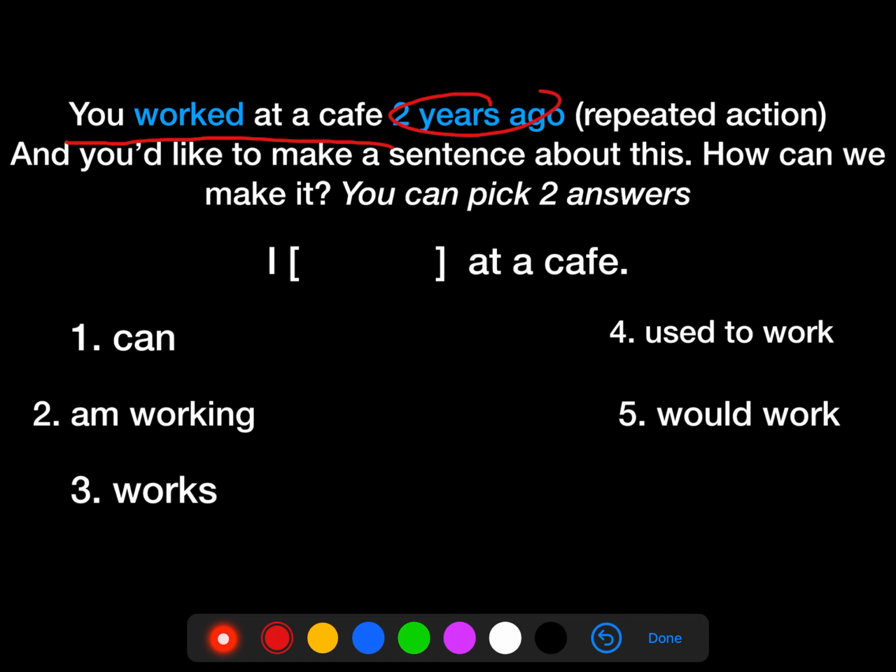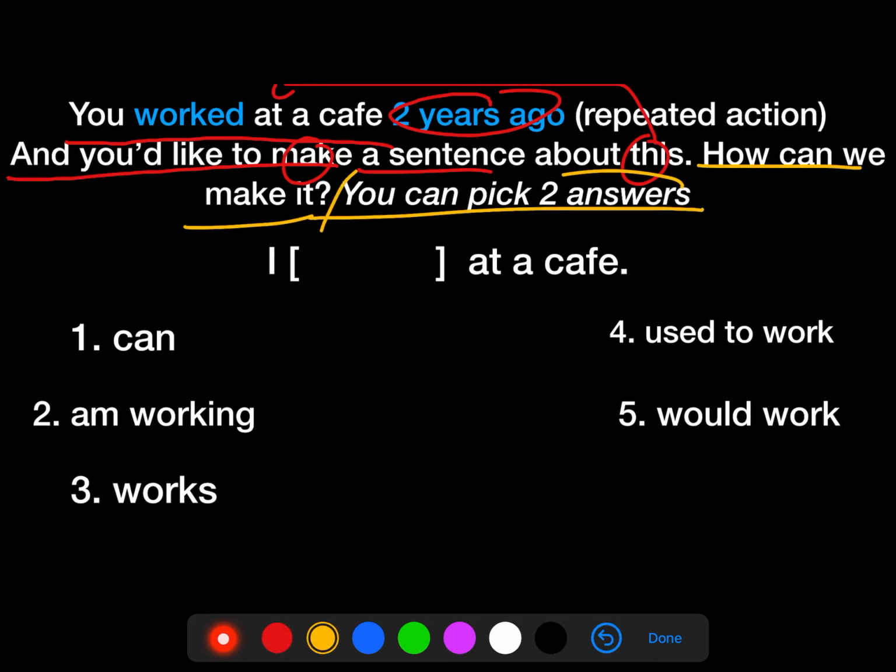So you worked at a cafe 2 years ago. Okay, so repeated action. And you'd like to make a sentence about this. This means working at a cafe 2 years ago. So how can we make it? And you can pick two answers. Aha, two answers. So thankfully this sentence tells you the hint. Repeated action. One more time. Repeated action.